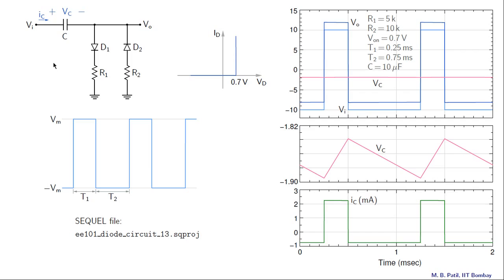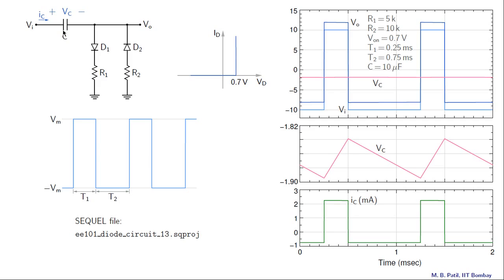Let us try to understand why there is a charging phase and a discharging phase in the first place. So let's consider this situation in which Vi is constant, equal to plus Vm. So we don't have these changes, we just have a constant Vm as the input voltage, just a DC voltage. And what do you expect to happen?